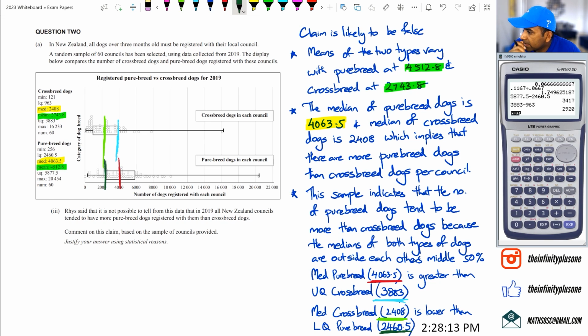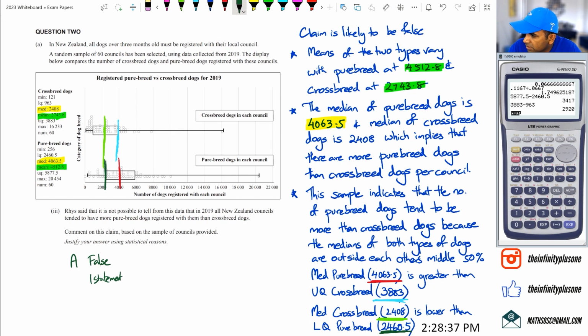So grades wise: decision that the claim is false, concluding that purebred dogs are more, with a reason based on comparison. Okay, so for achieved, you've got to say that it's false, and you have to have one statement.